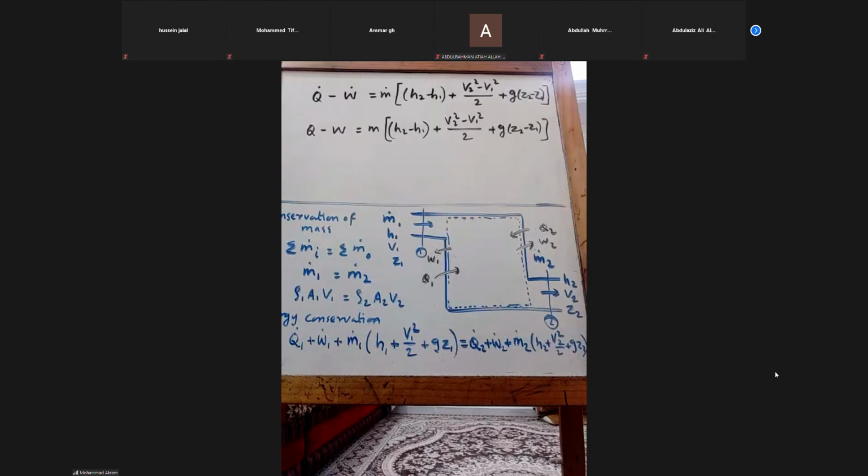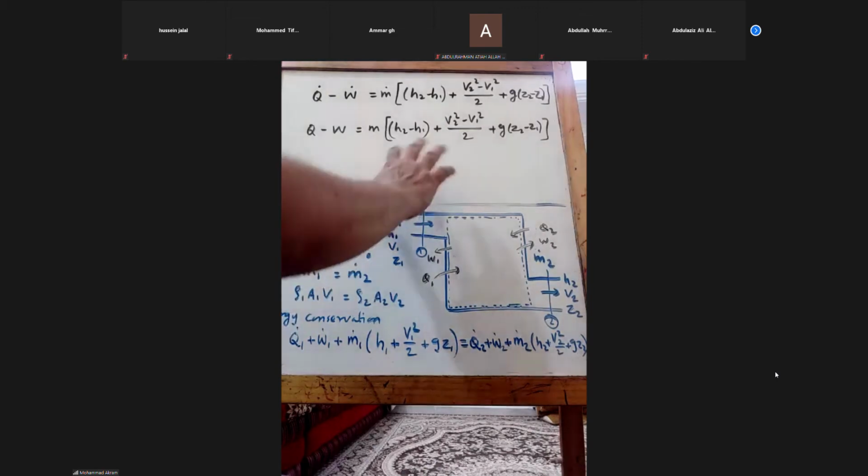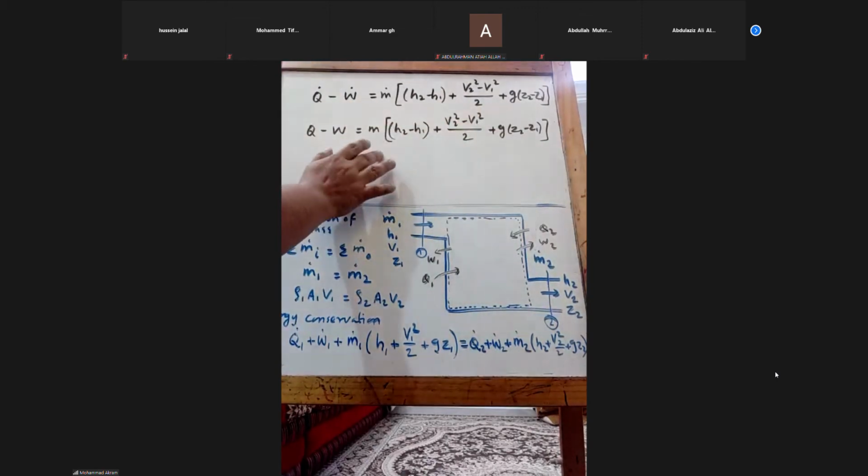Doctor, I have a question. If H2 minus H1 becomes minus, equal to a minus number, let's say minus k, then V square 2 minus V square 1 will become minus too, or not? See, if this complete term is also becoming negative, no problem.